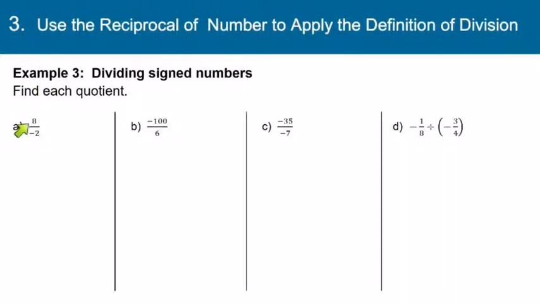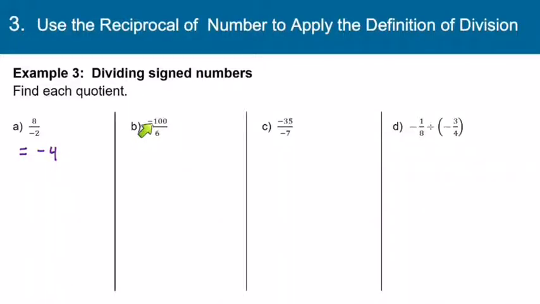In part A, we have 8 divided by negative 2. Of course, positive divided by negative is going to give us a negative answer, and 8 divided by 2 is going to be 4. So this quotient is negative 4.